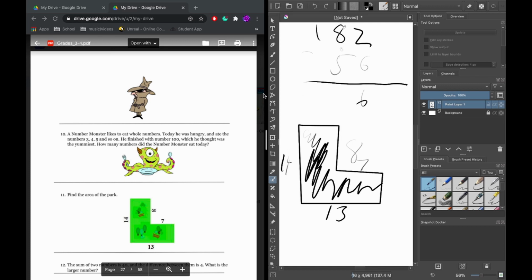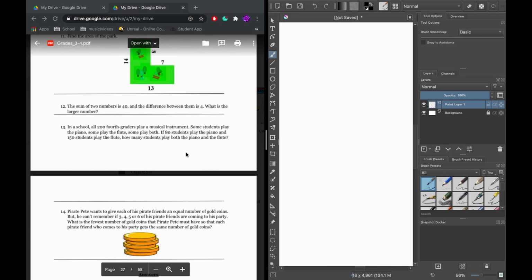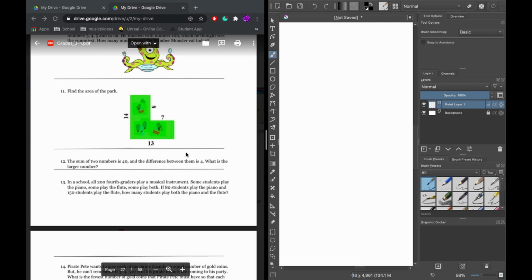But yeah. So 8 minus 5 is 3, but since we borrowed, that's a 2. And then 1, because we didn't borrow from it. So the answer is 126. So moving on to question number 12. The sum of two numbers is 40. So that's basically x plus y equals 40.